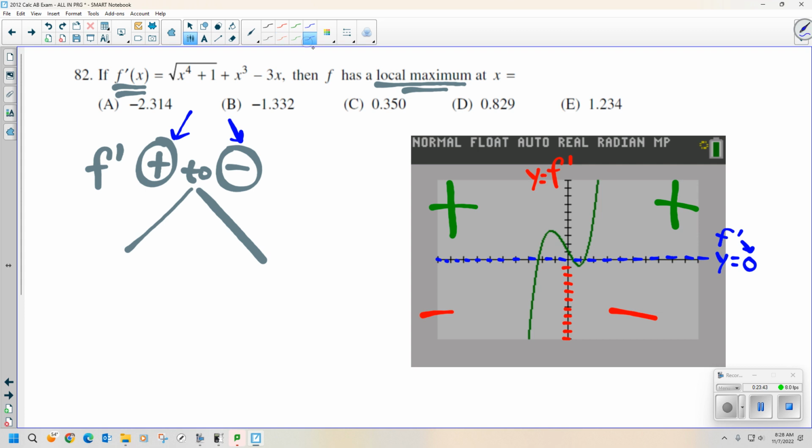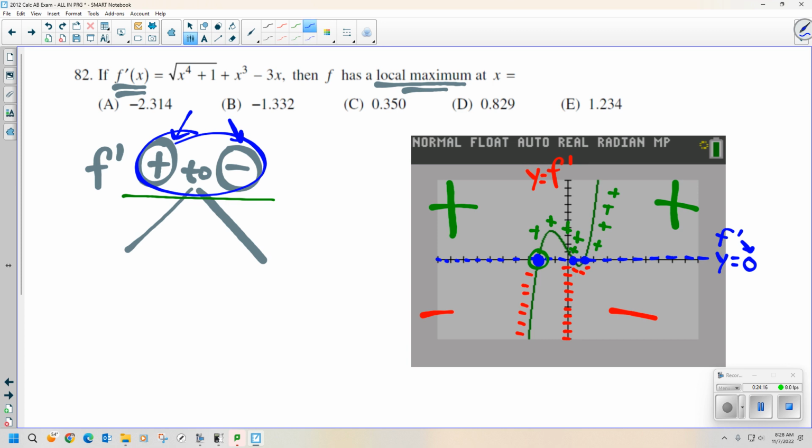So let's see where I go from positive to negative. Negative y values here, 0 right here, positive y values here. That's negative to positive. I want positive to negative. Positive here, and then this little dip right here. It's negative, negative, negative, then it goes back to positive, positive, positive. So we actually have 2 points, here and here.